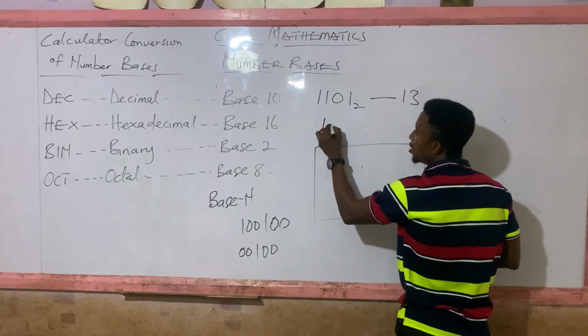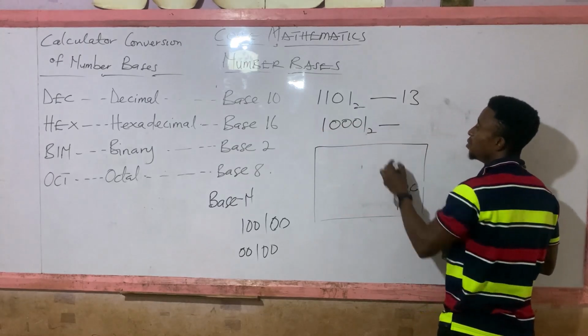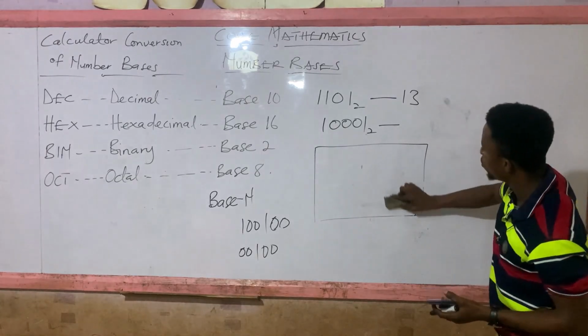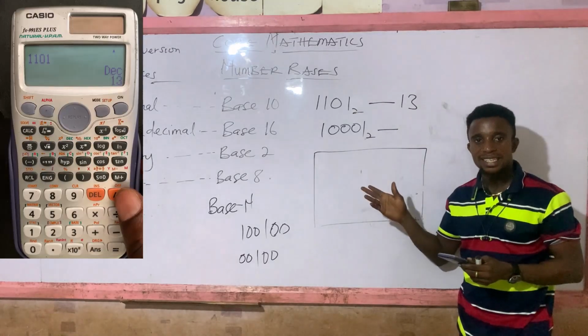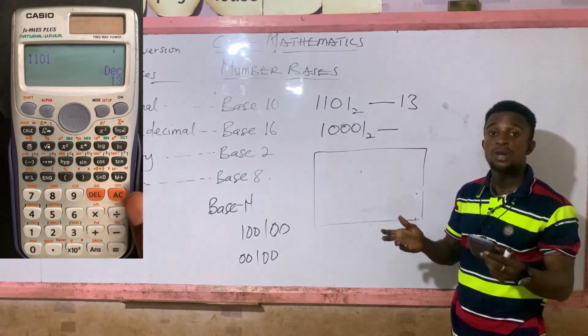Let's say 10001 base 2 to what? Base 10. And what do we do? That one is the same procedure. We have to make sure our calculator is in binary. Are we getting that? So what do we do? Now we imagine what?